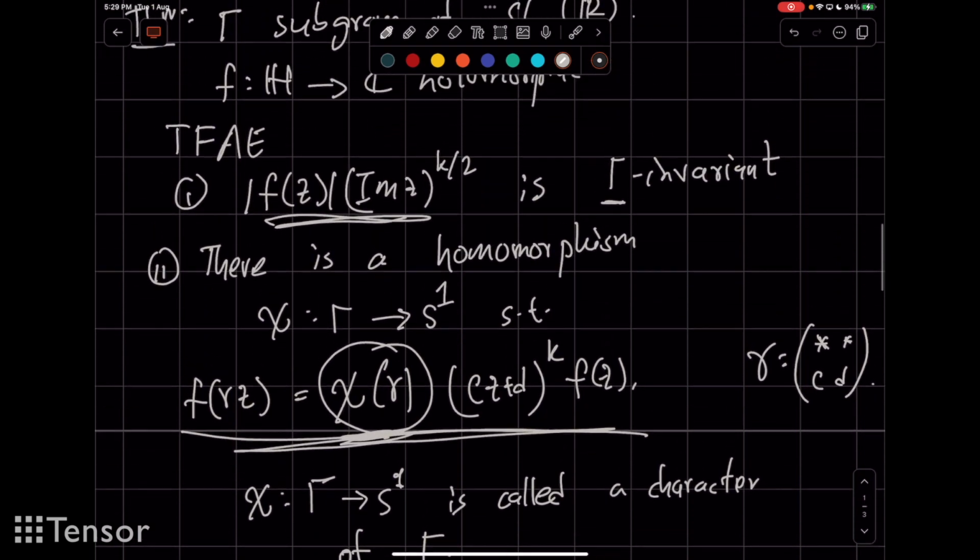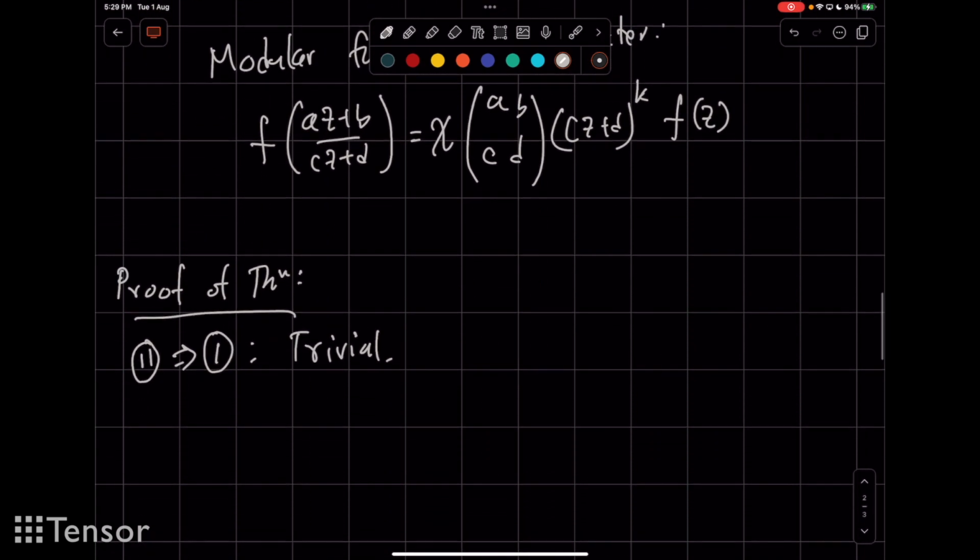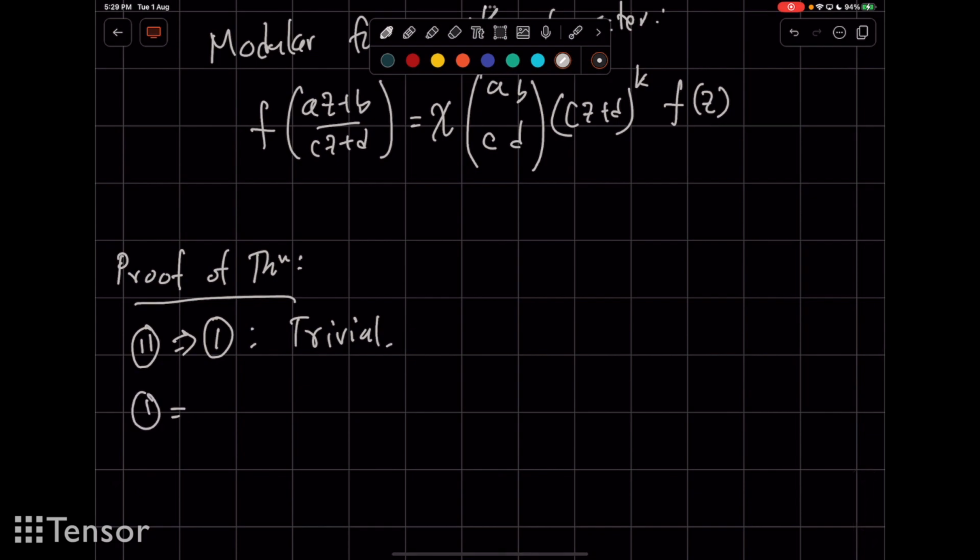So I'm going to basically do part 1 implies 2. So let's do 1 implies 2, and the details are left as an exercise. Okay, so yeah.